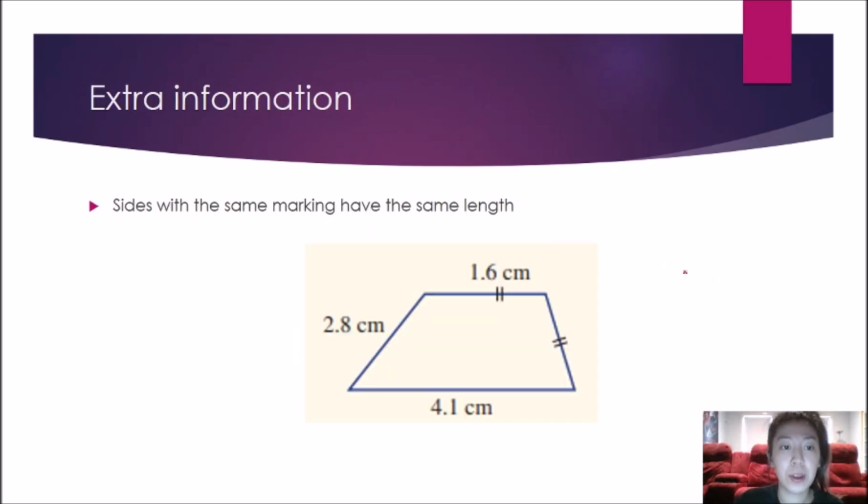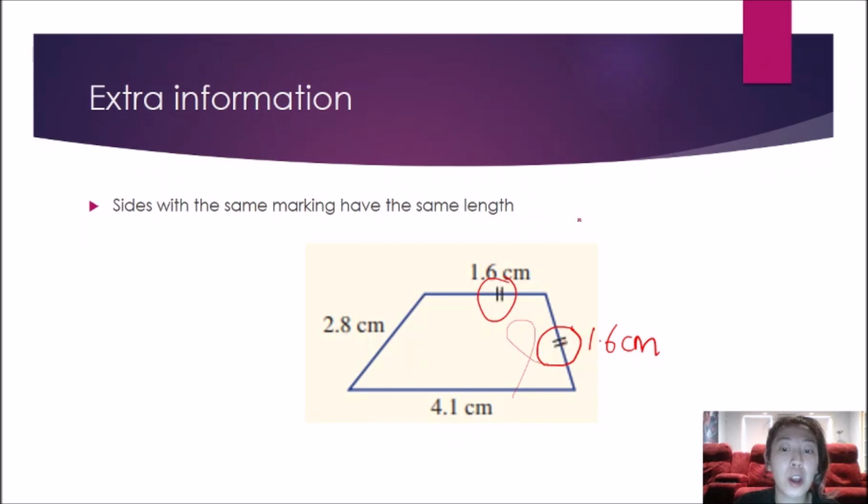These are some extra notes that you can take down. Feel free to pause whenever you need to. The sides with the same marking have the same length. For example, this line here is 2.8 centimeters, this one over here is 4.1, and this one is 1.6, denoted by two lines. When you see the same symbols on different sides, they mean the same thing. So this one here is 1.6 centimeters with two lines, and this one here would also be 1.6 centimeters.